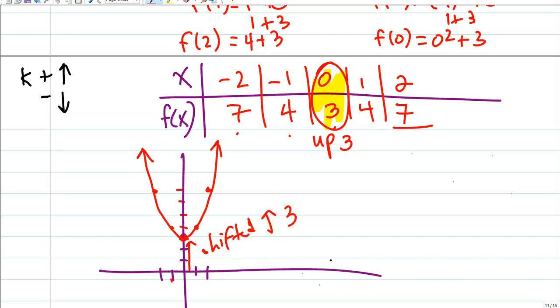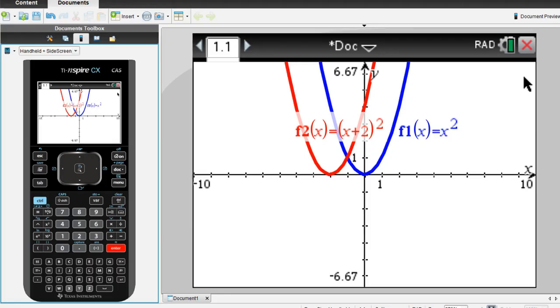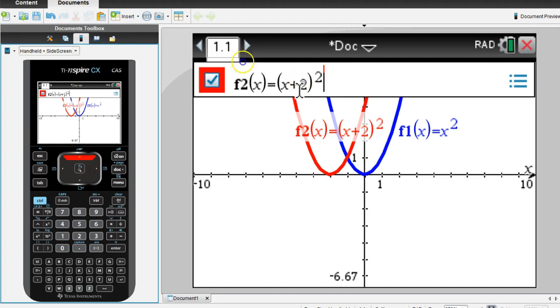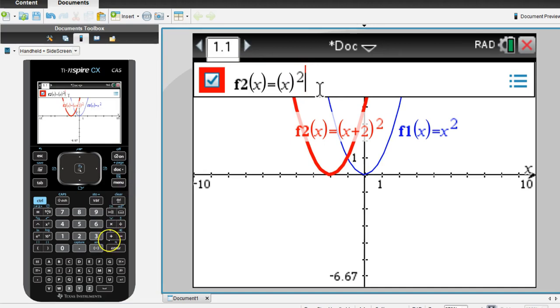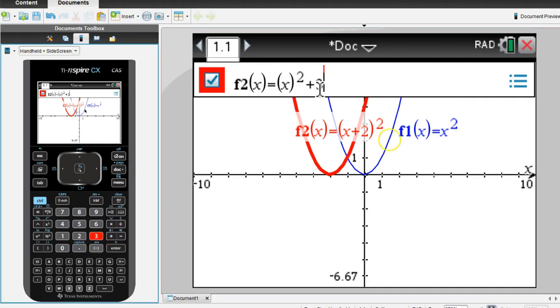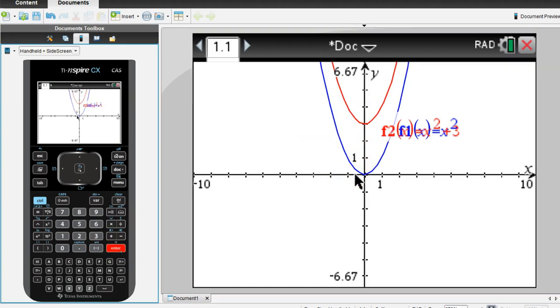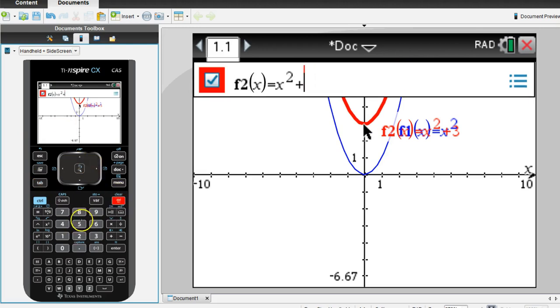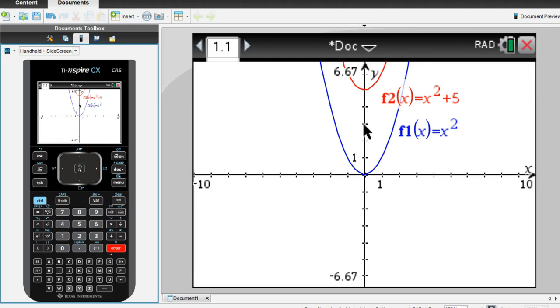Let's go ahead and look at the calculator again and see how this works. So once again, the blue was our parent graph. What if I took that 2, and instead of on the inside, we put, what did we say, a plus 3. I'm going to predict it will look just like the parent graph, just moved up 3. So instead of the vertex being at 0, it's now at 3. What if instead of plus 3, we put plus 5? Now instead of being shifted up 3, it would be shifted up 5.